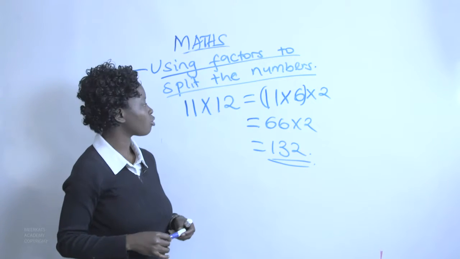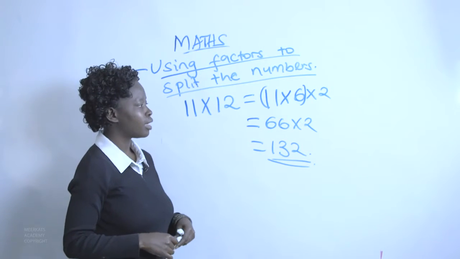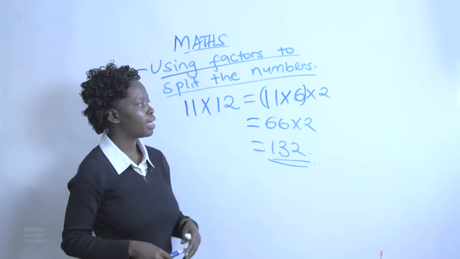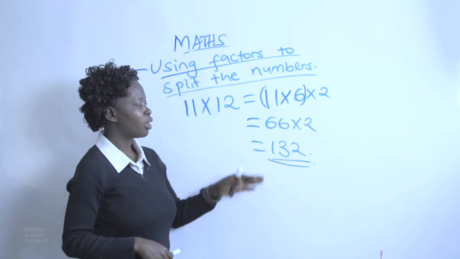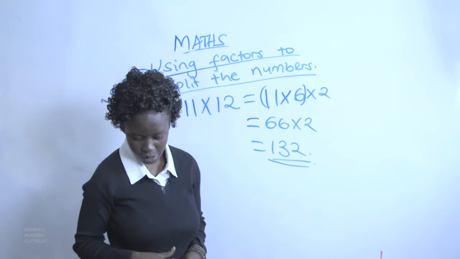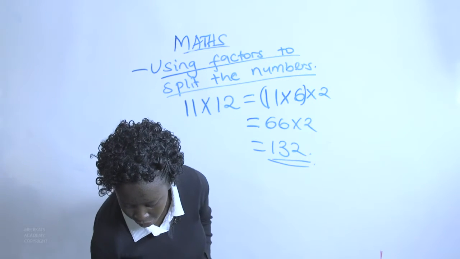So it can be difficult for us to multiply 11 by 12 if you are asked just mentally to give 11 times 12 and give the answer. It could be a bit difficult. But when you split into the factors, then apply the associative law, then it will be easier for us to give the required answer correctly.